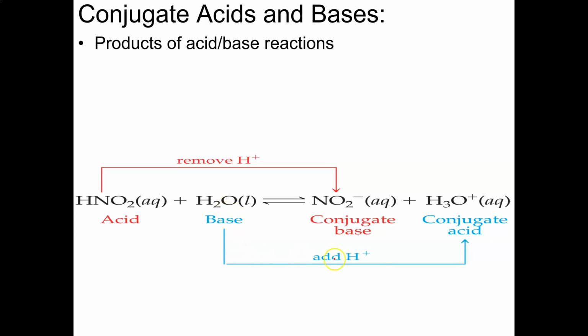And the way they happen is just by either gaining a hydrogen in the case of the base, which is H2O, or losing an H in the case of HNO2. That's how you identify your conjugate acid and your conjugate base, just by looking at the left versus right and understanding that you're losing an H to become the conjugate base and you're gaining an H to become a conjugate acid.